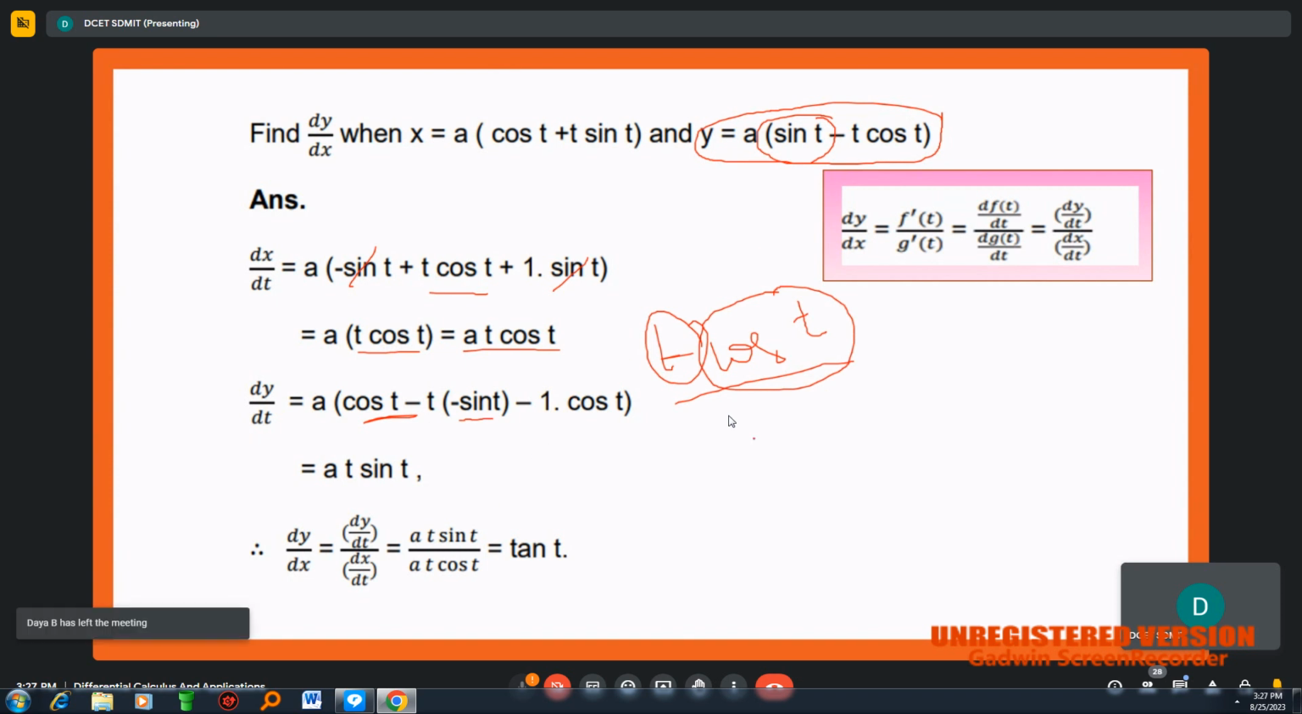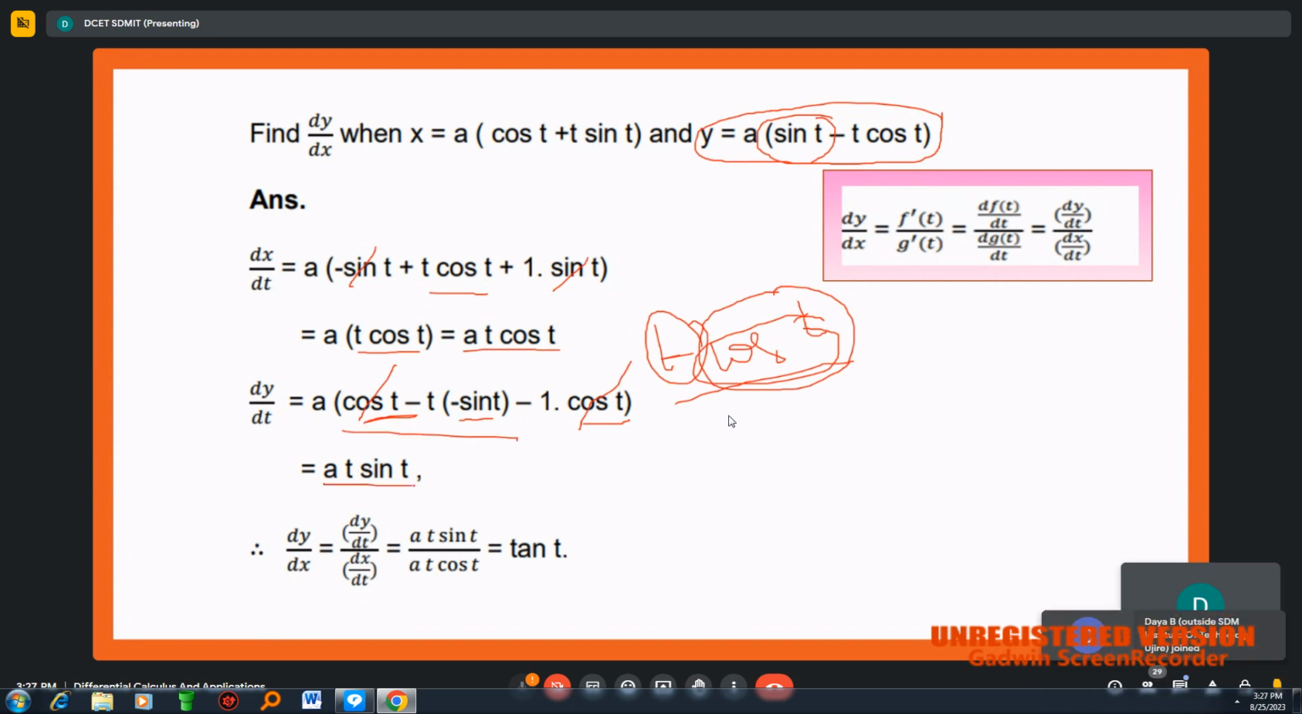Now the second term, cos t, is kept constant. Differentiation of t with respect to t is 1. So we are getting minus cos t. Now see here, minus cos t plus cos t is cancelled. Minus into minus is plus. A into t sin t is the left term. So a into t sin t is at sin t.